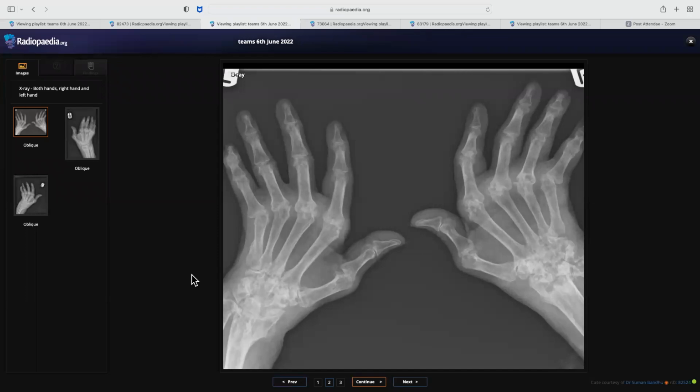Okay, yeah, carry on, please. There are marginal erosions, and there are some overhanging edges also, retrospectively, and there is some soft tissue swelling. Where do you see the overhanging edges? Here in the metacarpophalangeal joints, this area. Okay.